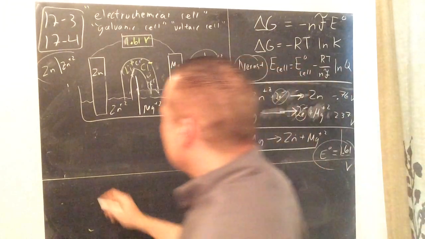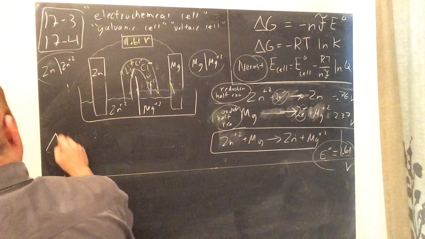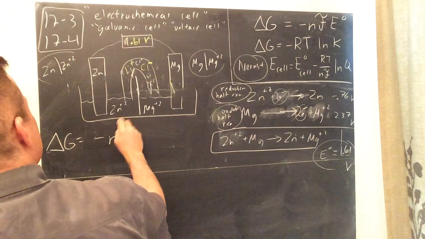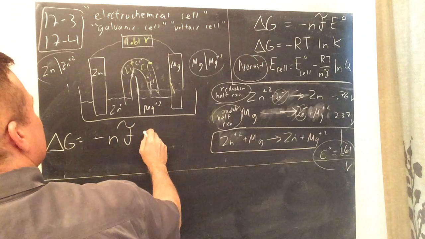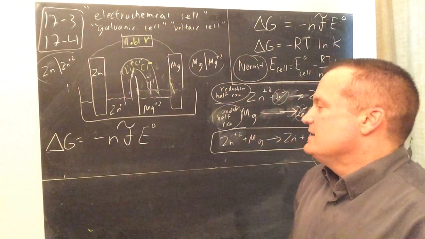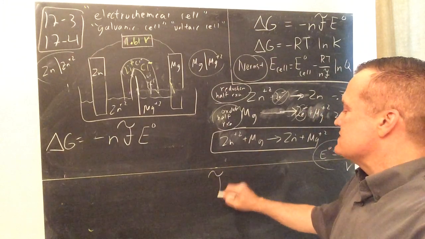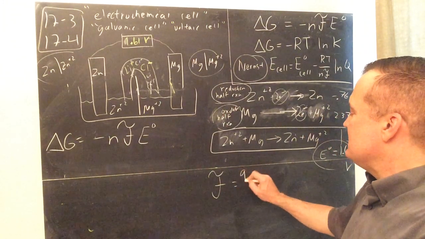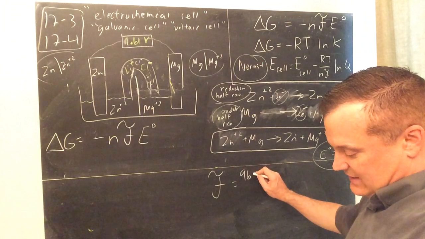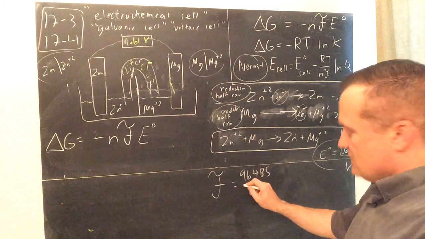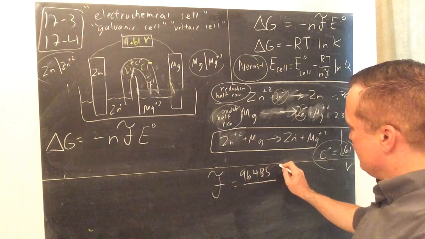All right. Well, there's an equation that relates delta G: negative n times the Faraday constant times the cell potential. Now, what is the Faraday constant? I'm going to talk more about this another time, but 1 Faraday is 96,485. They actually updated that number. Coulombs per mole.